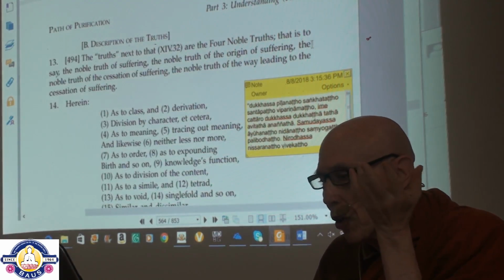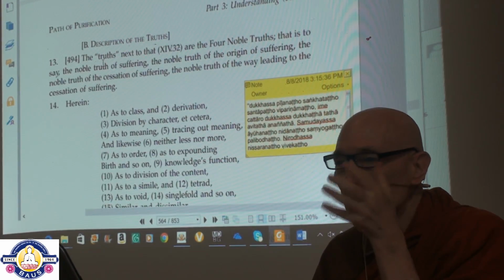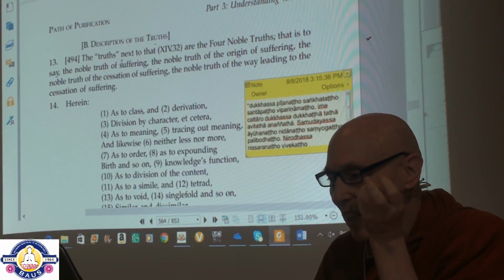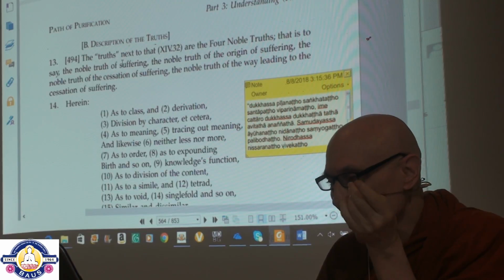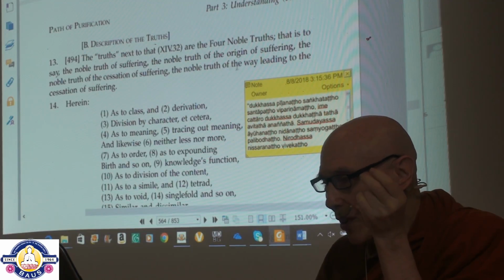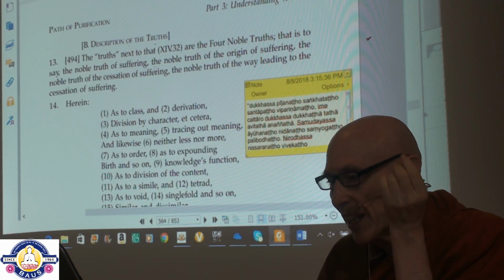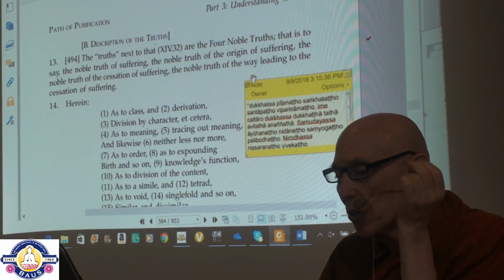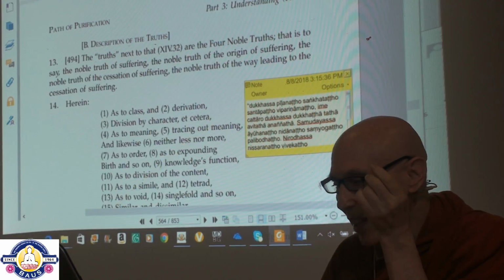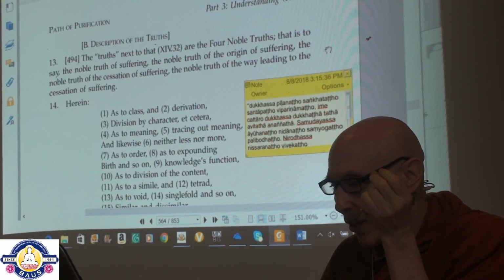So the Four Noble Truths are the noble truth of dukkha, which is usually translated somewhat as an approximation as suffering, the noble truth of the origin of suffering, the noble truth of the cessation of suffering, the noble truth of the way, the path leading to the cessation of suffering.